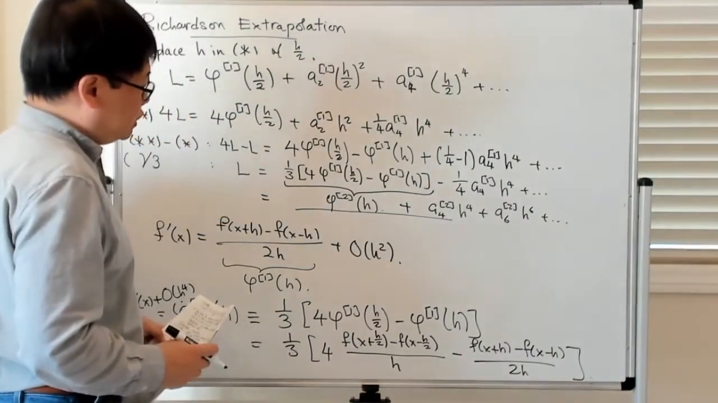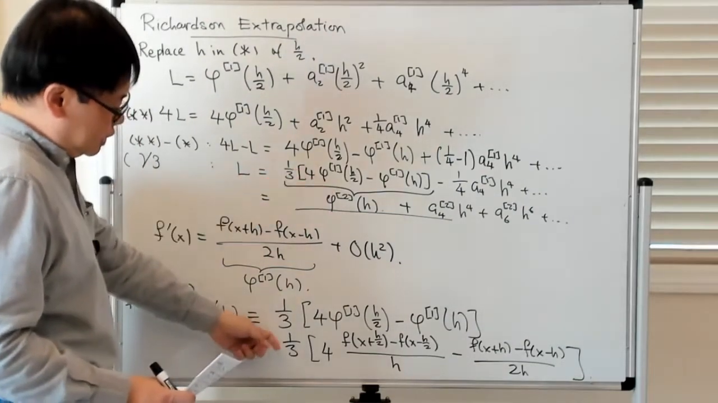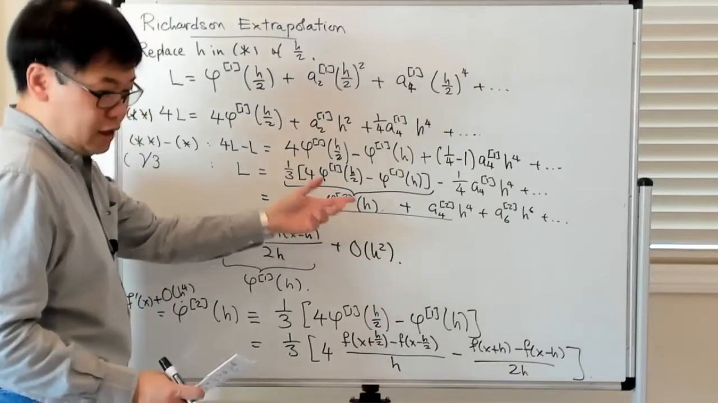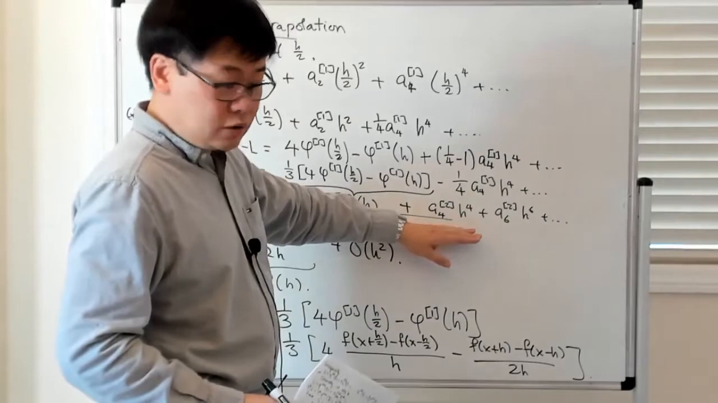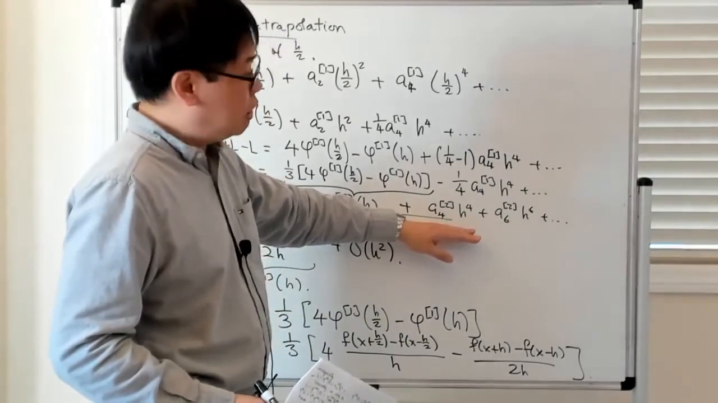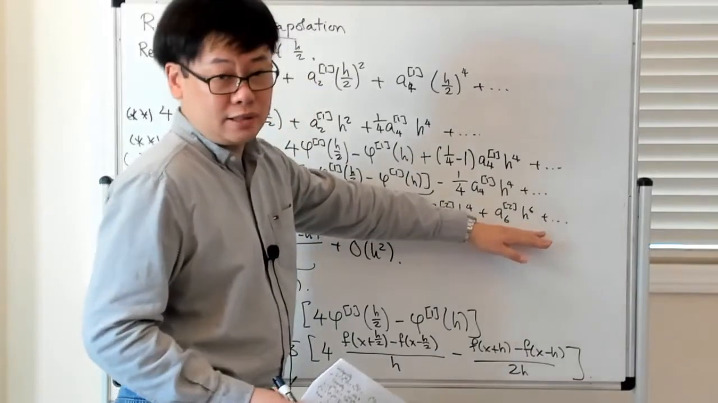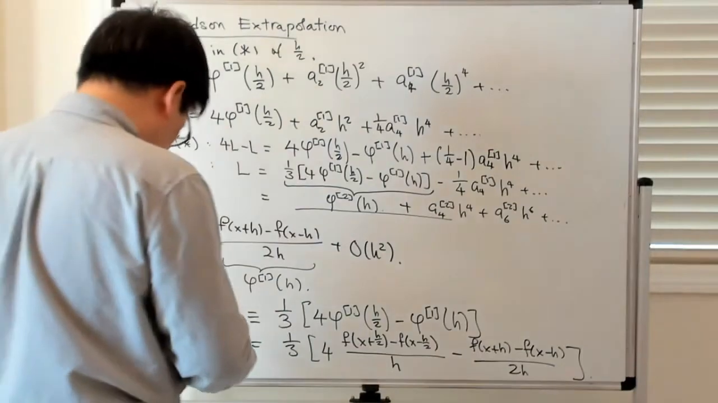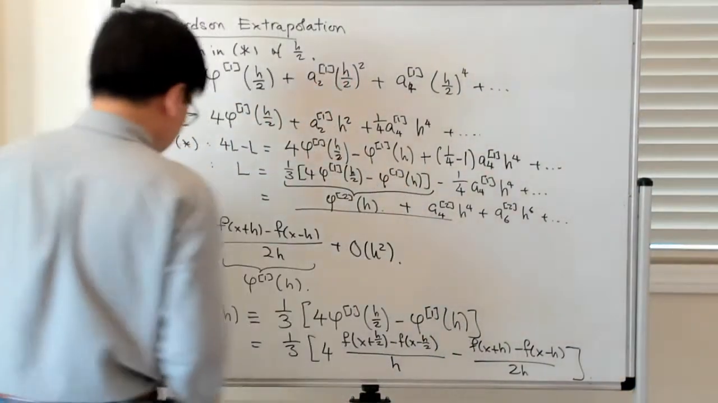The idea, of course, is that you can keep going. It's not necessary to stop at this second order case. You can combine phi 2's for h and h over 2 to cancel out the next leading order error term, which is of order h to the 4, and the method you end up with is now order h to the 6. So you can keep doing this. Let's see an example of doing this one more time.